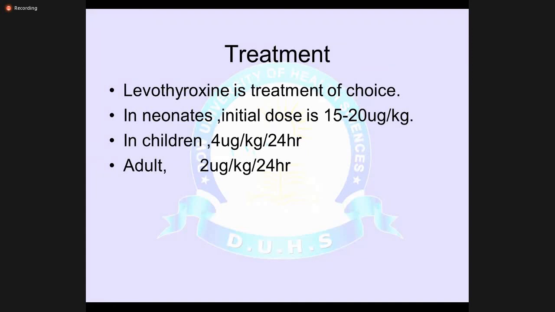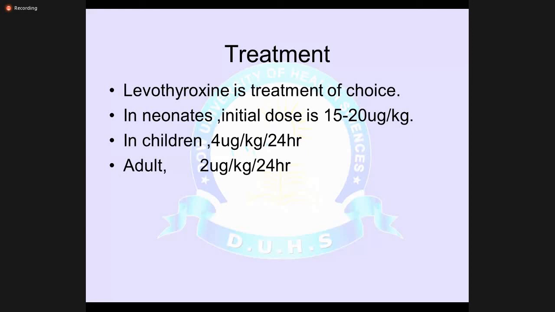As the weight of the child is 2 kilograms, you give 15 microgram per kilogram, so you will be giving 30 microgram to that child to start with. Or you can calculate the dose with 20 microgram per kilogram. In that case, if the child is 2.5 kg, then 20 microgram multiplied by 2.5 kg leads to 50 microgram. And as you know, one tablet of thyroxine is 50 microgram.